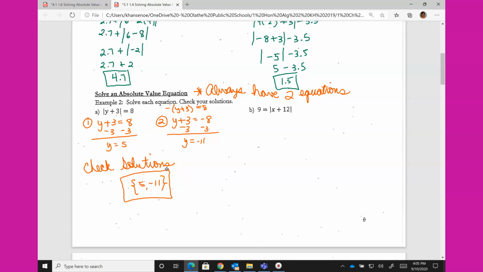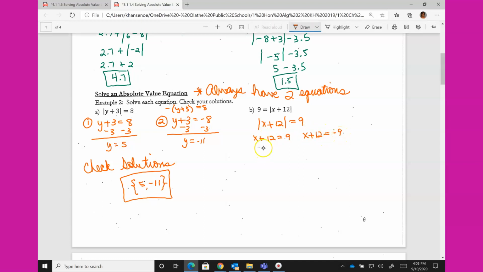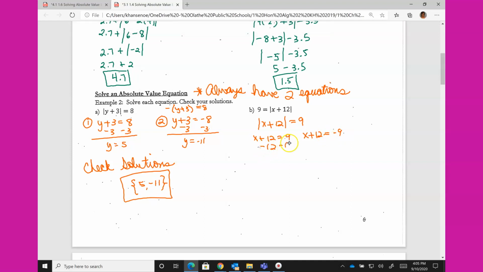Then let's try this one. Some of you hate when it's written like this, so then just rewrite it. X plus 12 equals 9. So now I have x plus 12 equals 9 and x plus 12 equals a negative 9. I subtract 12 from both sides. I get x equals negative 3. I subtract 12 from both sides.